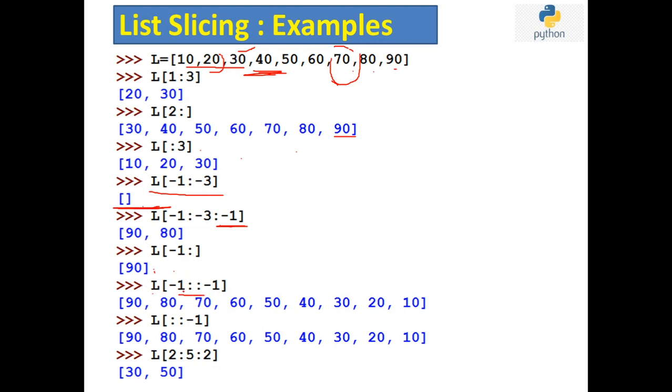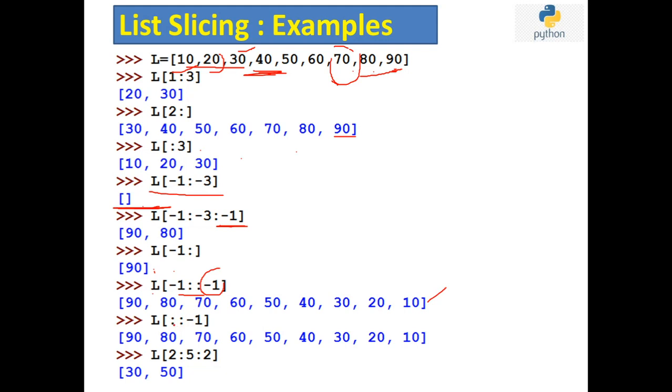What if I give -1 for the step, the endpoint is not there, stop is not there, but the jump is there? Now it is clear to the list that the starting point is 90, it wants to print in reverse order, and this endpoint is not there, that means from the reverse direction it starts from here and prints up to 10. That is why it is printing this.